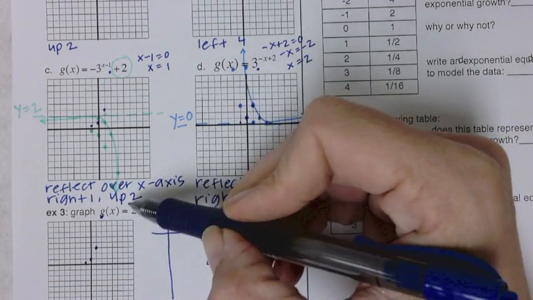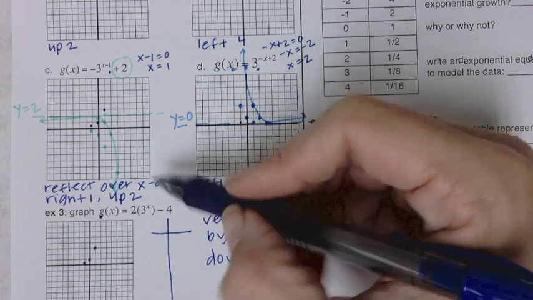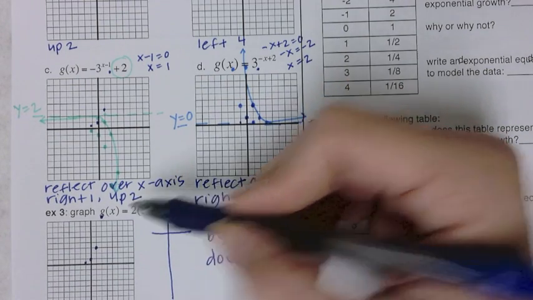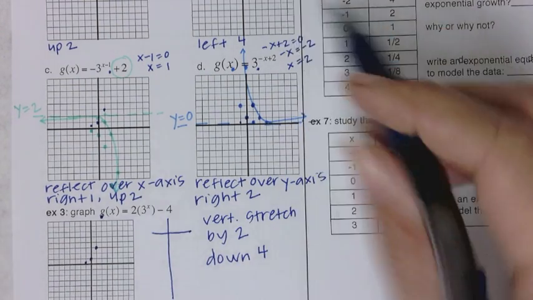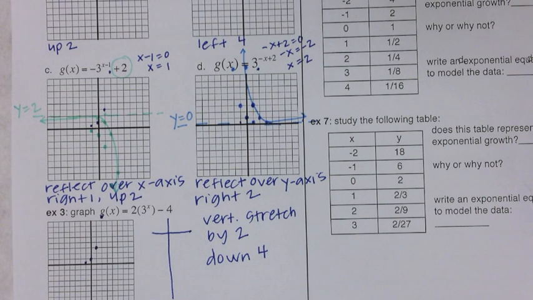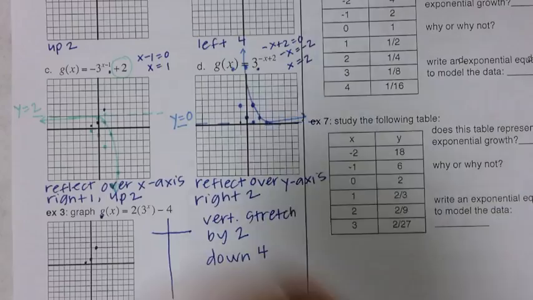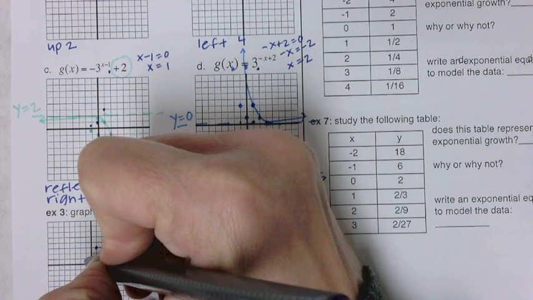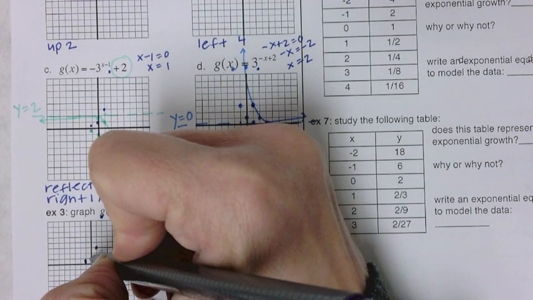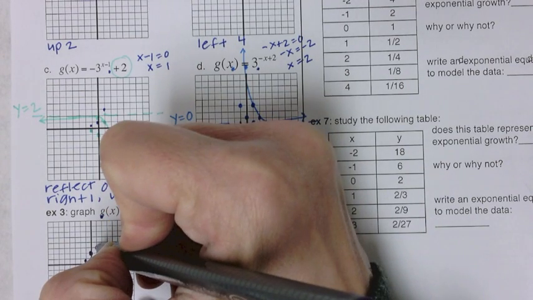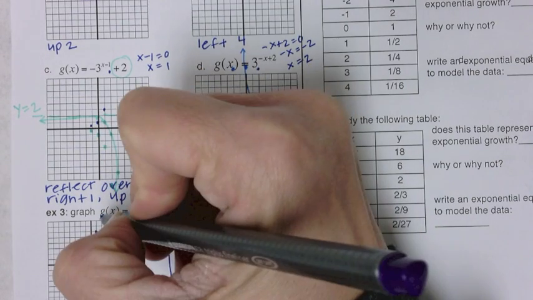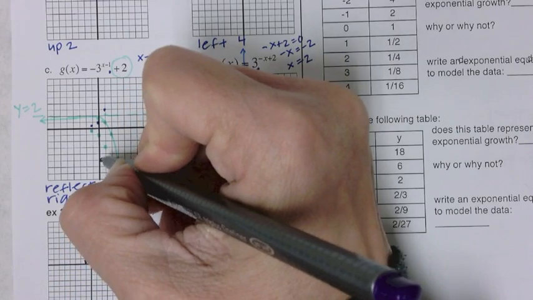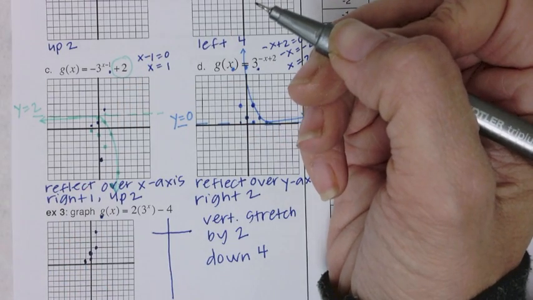Again, I'm not messing with horizontal because this is not in with the x and neither is the 2 in front. So vertical stretch by 2 means to double all your y values, because that's how you would double in the vertical direction. So this was at 1/3, so it would be at 2/3. This is at 1, it jumps to 2. This is at 3, it jumps to 6. This is at 9, it jumps to 18. Okay, so that's a huge jump.